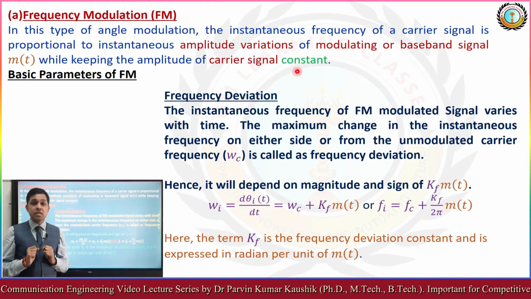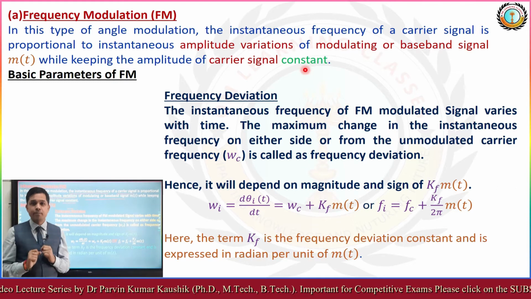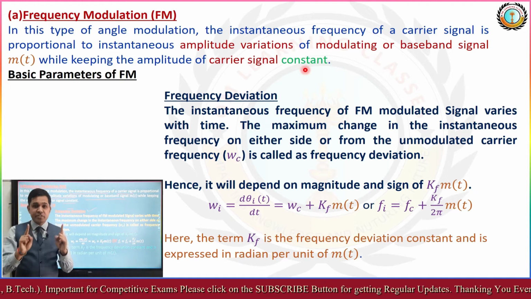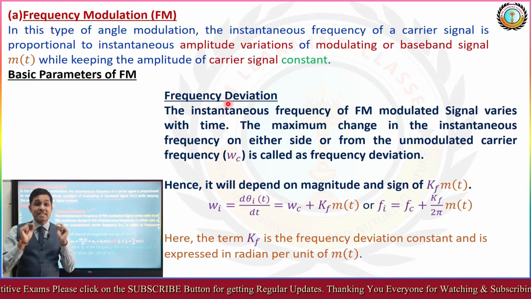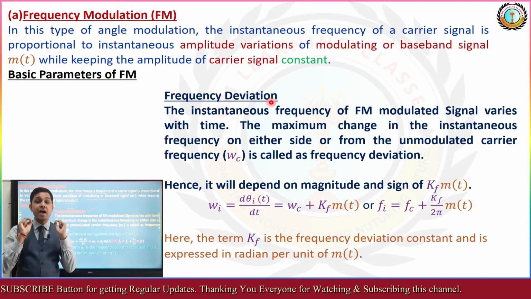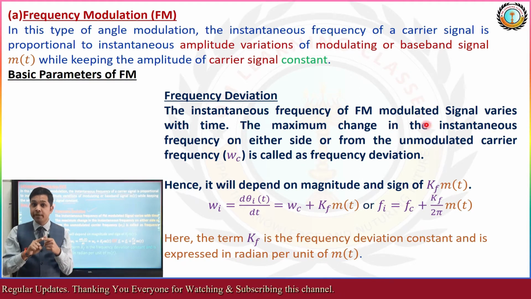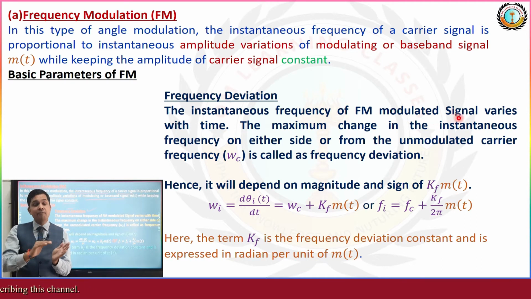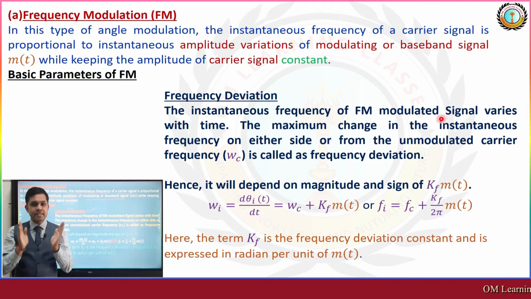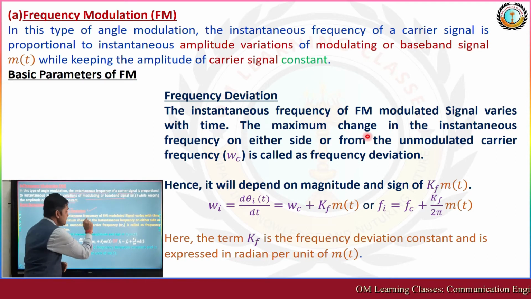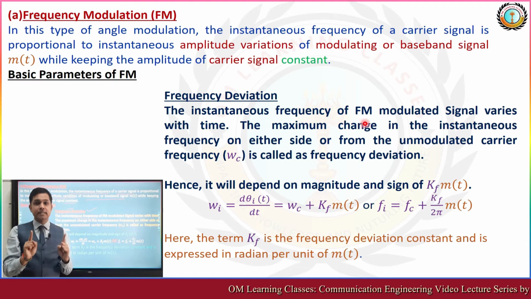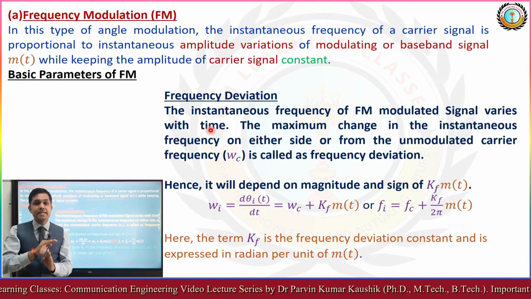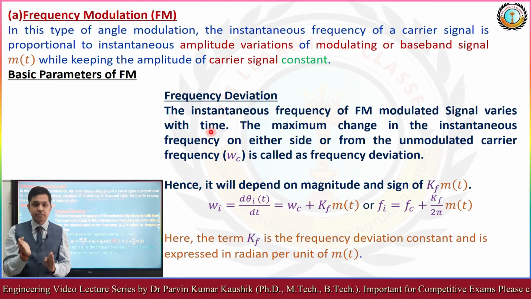As per the basic parameters of frequency modulation, FM, first we consider the frequency deviation. As per the definition of frequency deviation, the instantaneous frequency of the FM modulated signal, very important, now I consider the FM modulated signal, meaning after frequency modulation, varies with time. That is known as the frequency deviation.